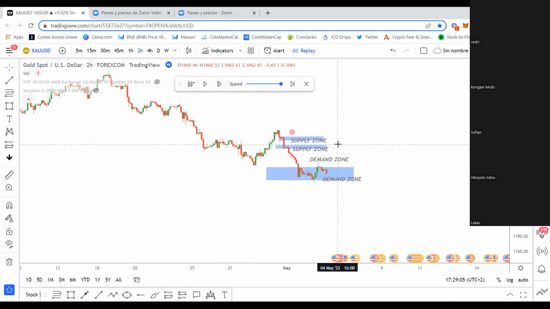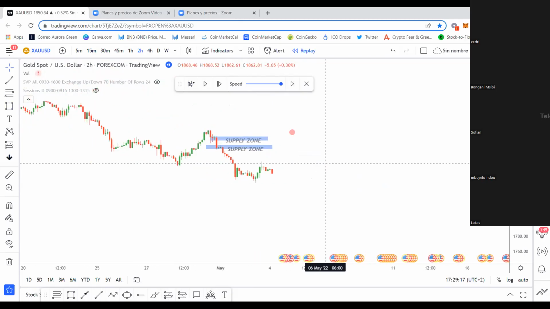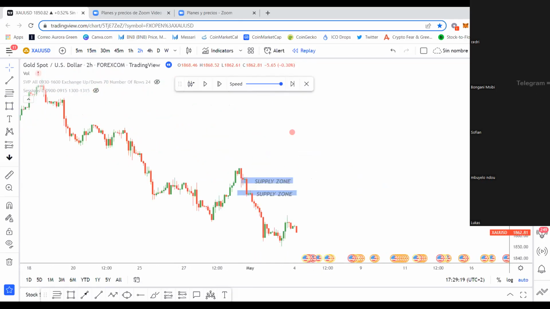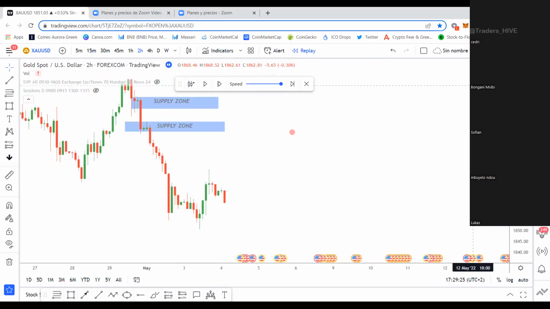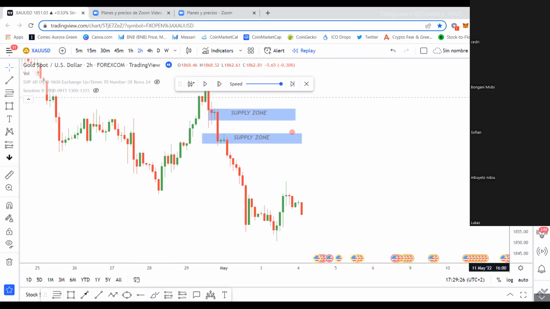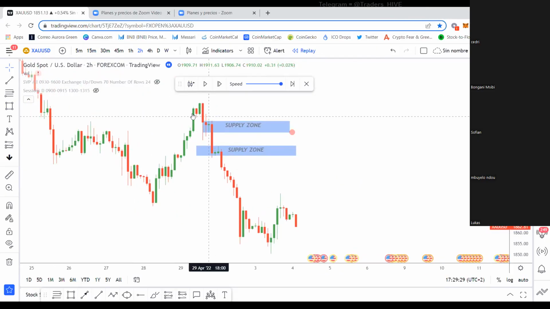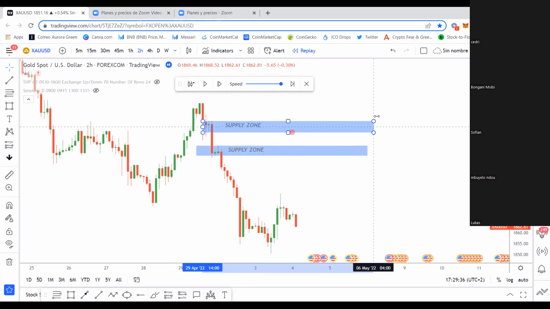So we know we are only going to focus on the supply zones, okay? So we delete everything that has to do with demand, because we are focusing on the supply zones, as we identified right here. These are the two supply zones, closest to the price, okay?